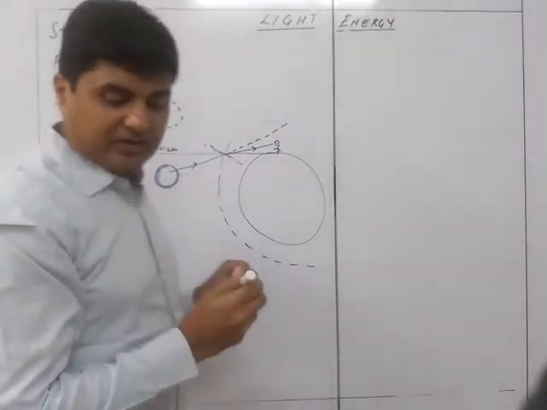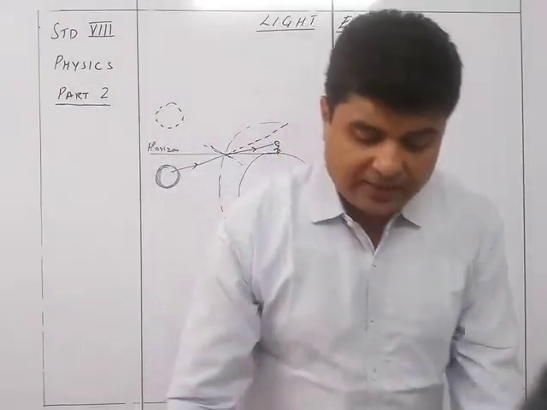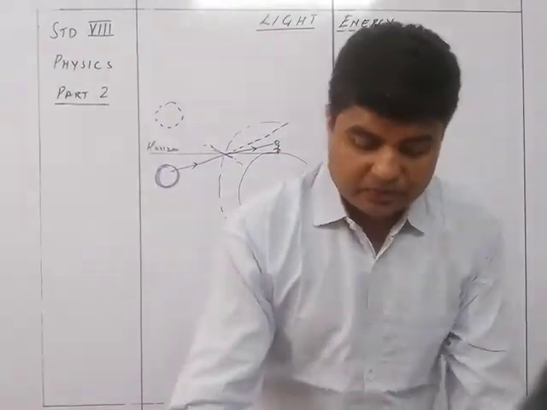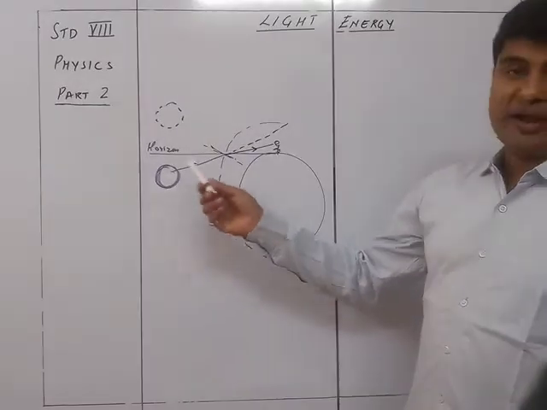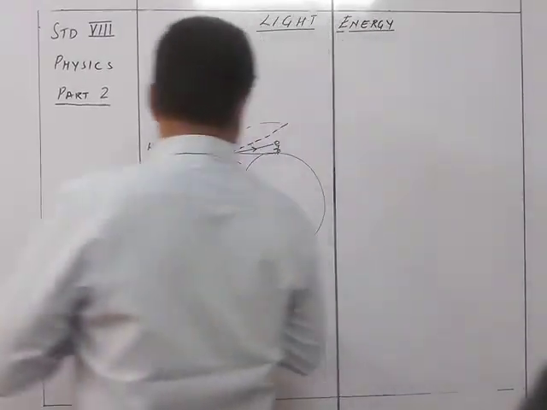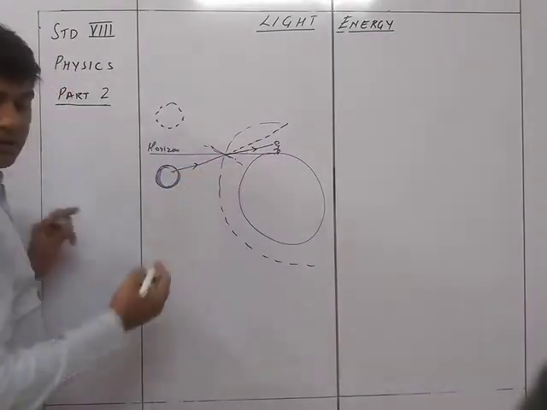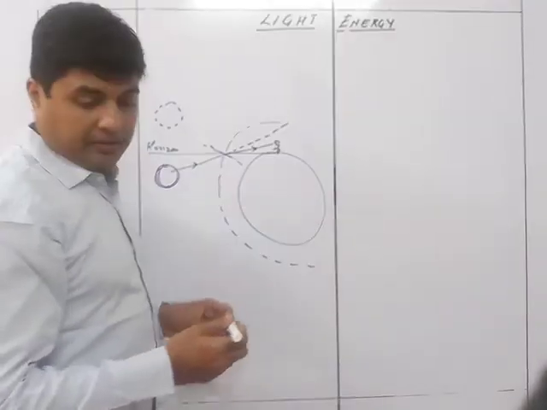Okay, this is what the person is actually going to see: the apparent position will be there, and the actual position is here, but because of the refraction of light, it bends over here and will be seen in this particular manner.